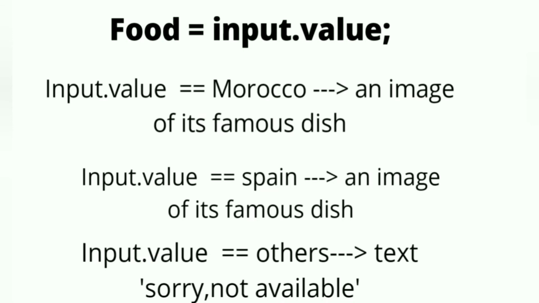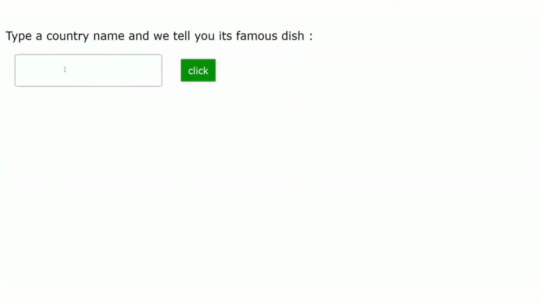For example, if you type Morocco, you get an image with its famous dish, which is tagine, okay? If you type Spain, you get an image with its famous dish, which is paella. And if you write another country, for example Italy or Germany, you get a text as an answer: sorry, not available, okay? Let me show you exactly what I'm talking about.